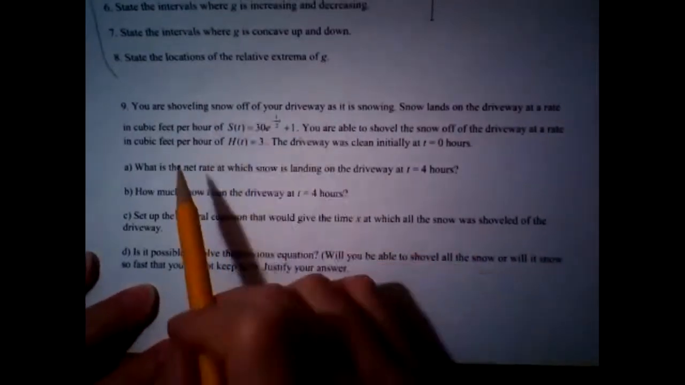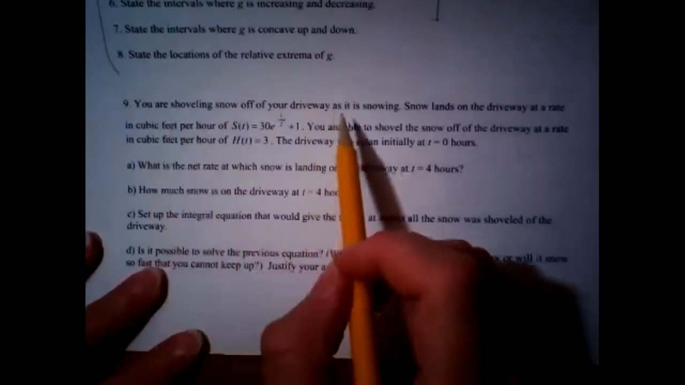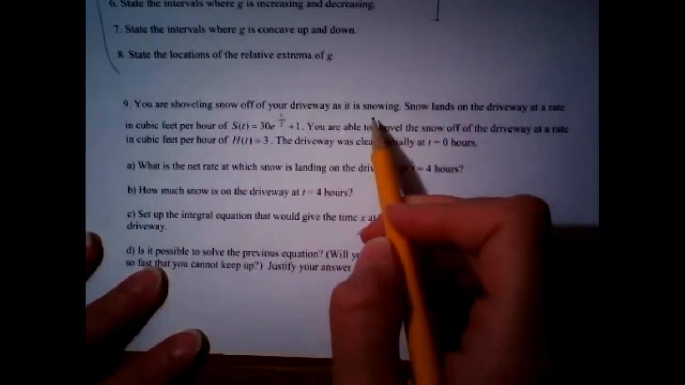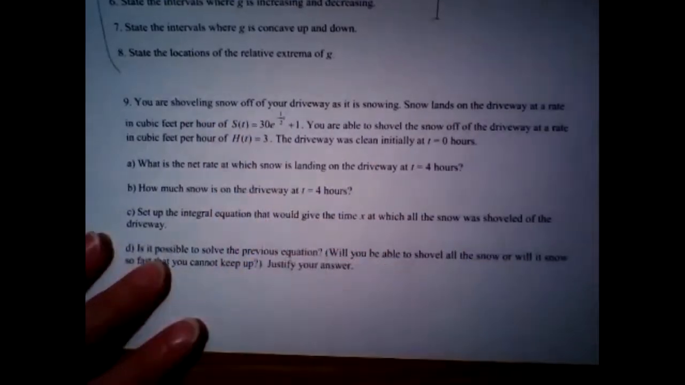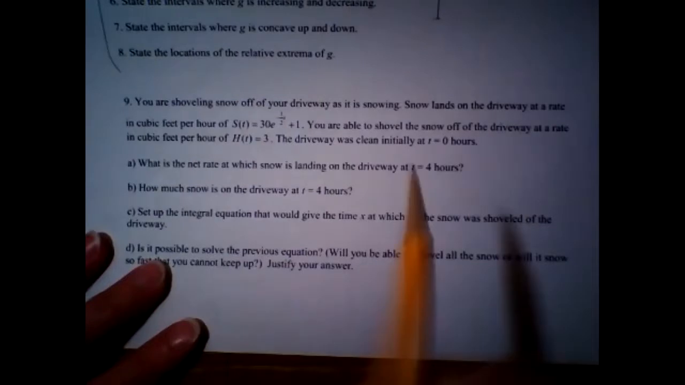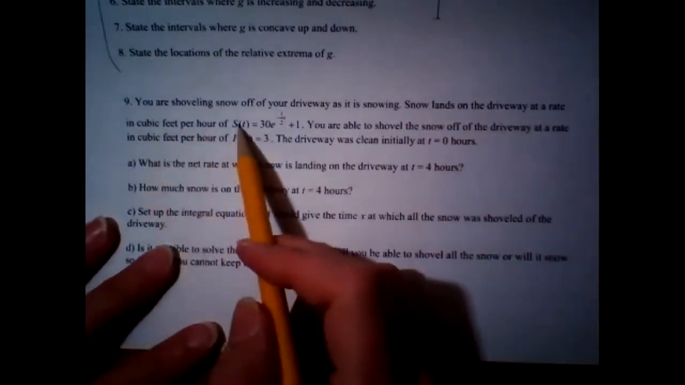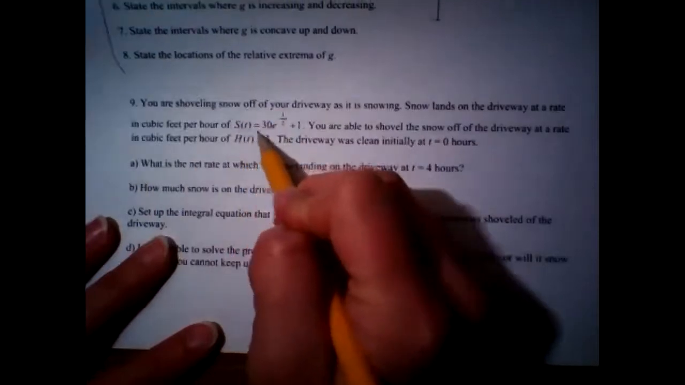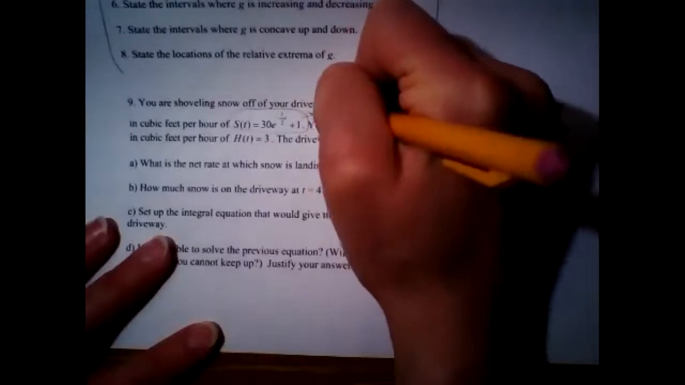So number 9, this is a rate in, rate out problem. We're shoveling snow off the driveway and it's snowing. So snow is coming in and we're shoveling it off, snow is going out. All right, a rate in, rate out problem. So snow lands on the driveway at a rate in cubic feet per hour of, all right, this is the rate in, if you want to label it. All right, so that's rate in.